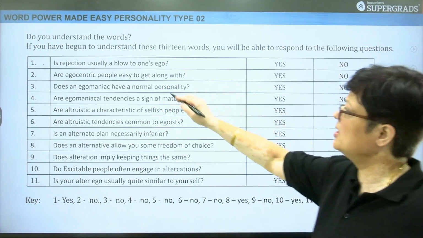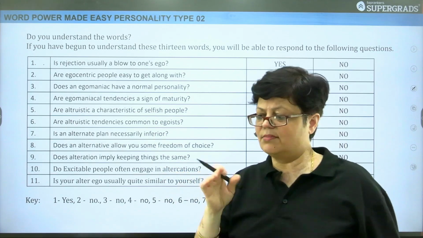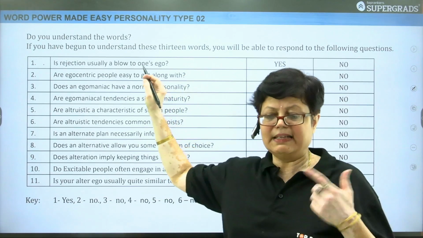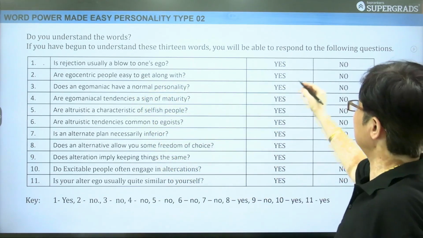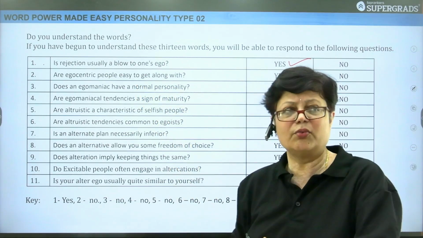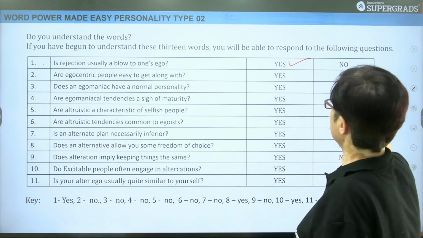Is rejection usually a blow to one's ego? Blow means an attack. If somebody rejects you, so this person who is an egoist, will he take it as a blow to his ego? Yes. Are egocentric people easy to get along with? Obviously, no. You cannot get along with egocentric people.